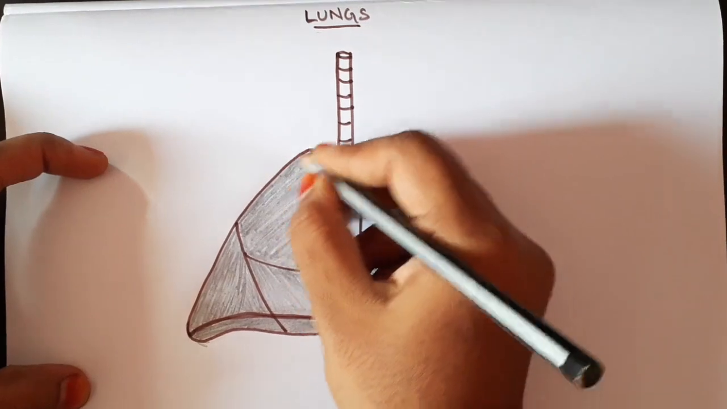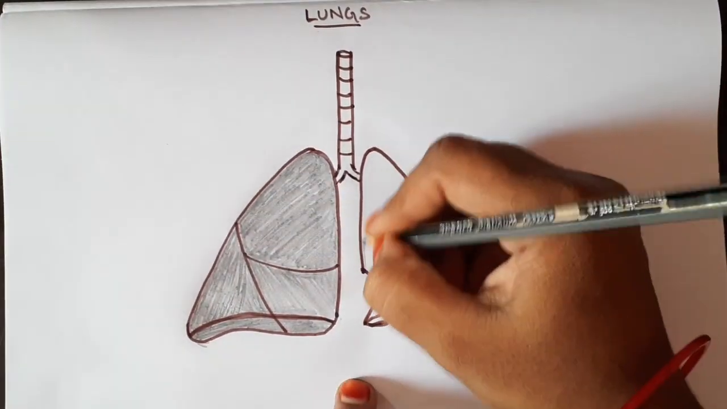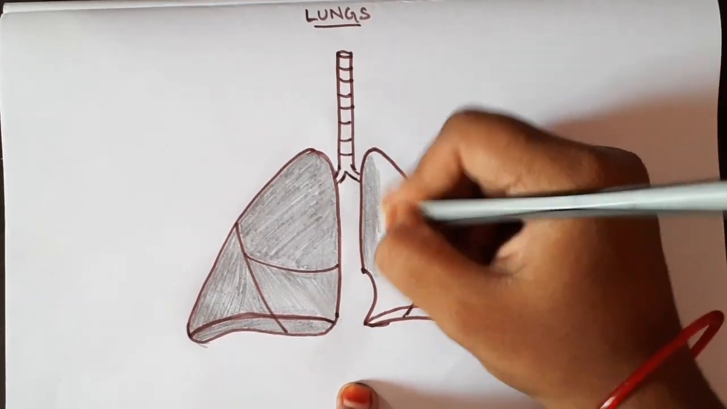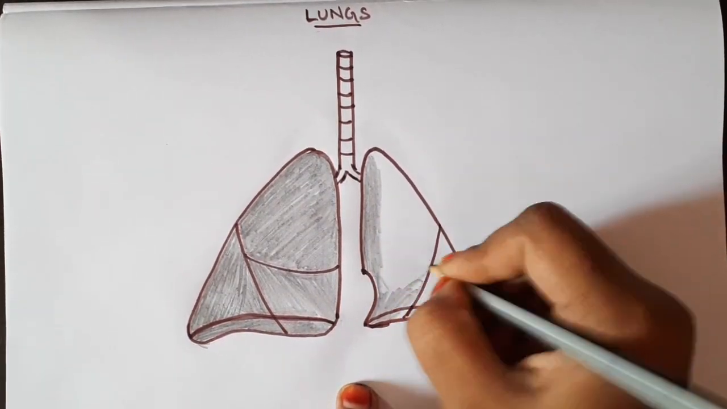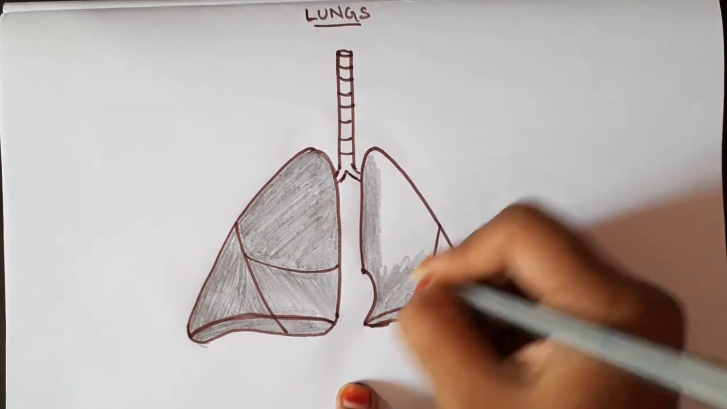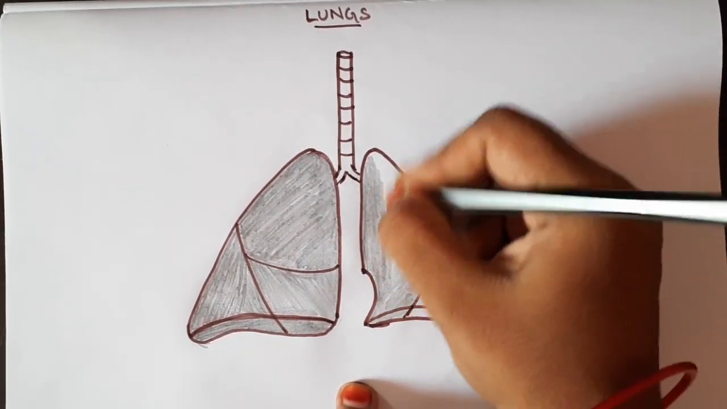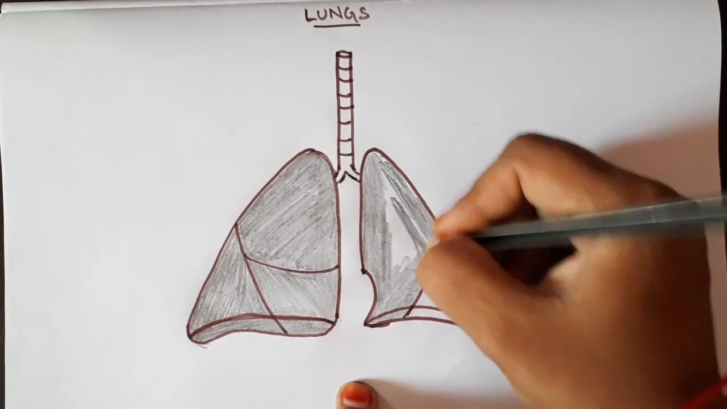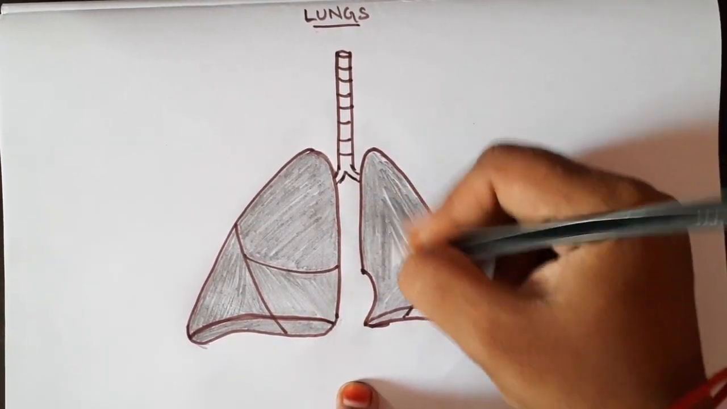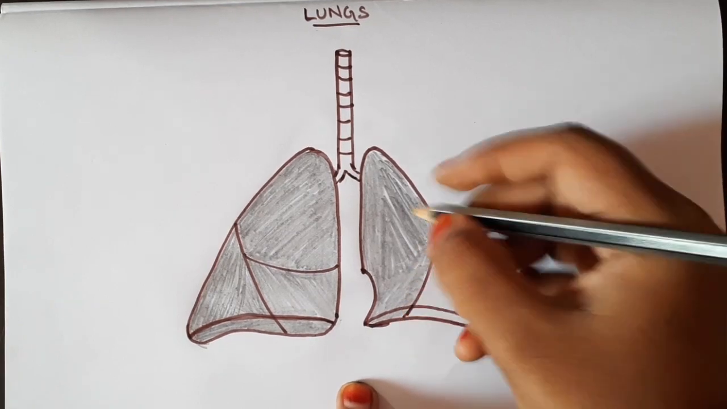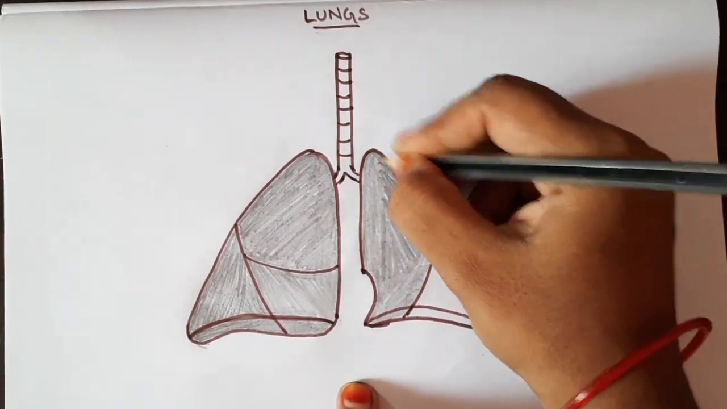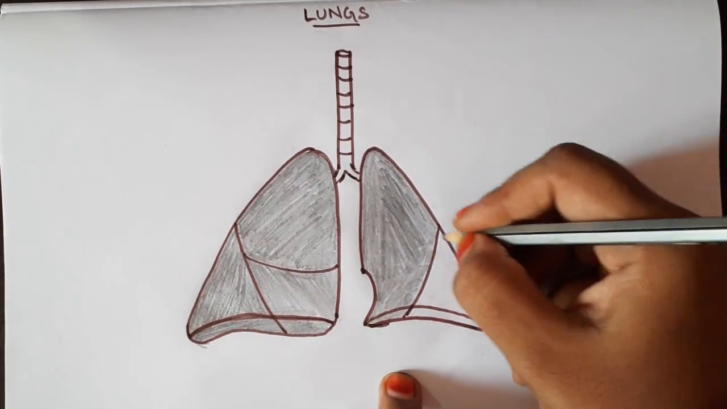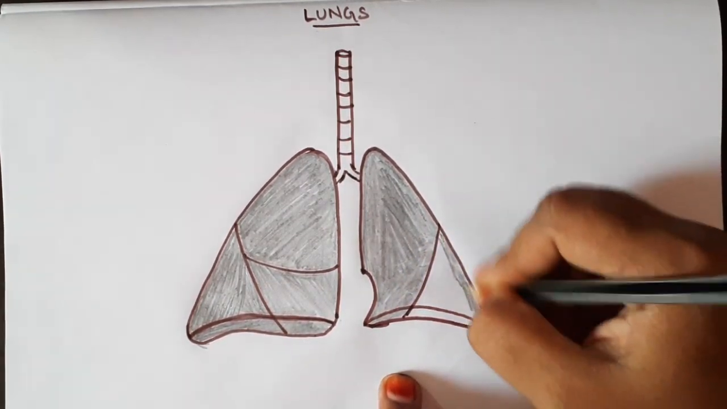One important point is, for left lung there is a cardiac notch. In that cardiac notch, the heart and pericardium are not covered by the lung. That cardiac notch is just in the range between the 4th to 6th costal cartilages. This is the oblique fissure, which is the only one fissure for the left lung.